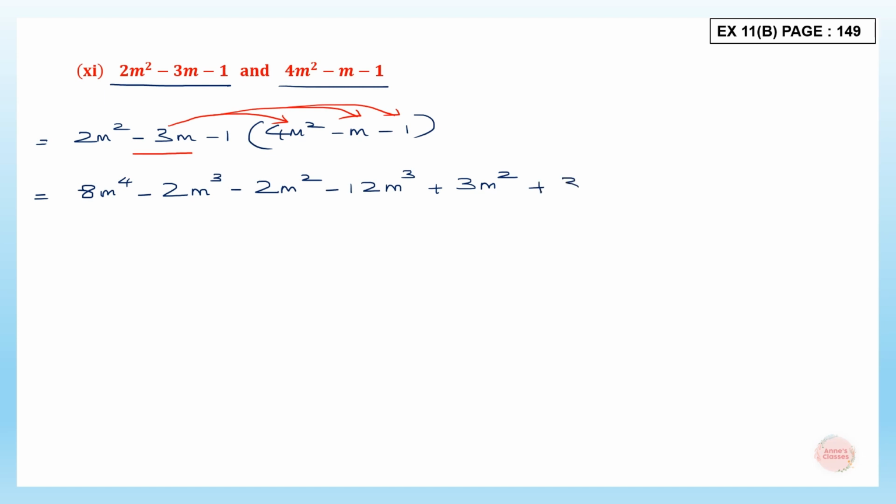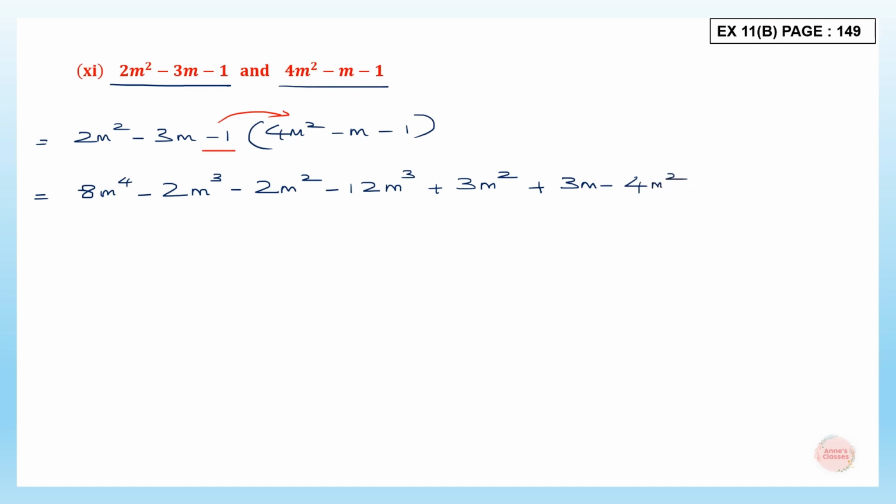3m into 1 is 3m. So we finished with minus 3m. Now let's take minus 1 and multiply each one inside. So minus 1 into 4m square, the sign is minus. The number 1 into 4 is 4, and that is m square.